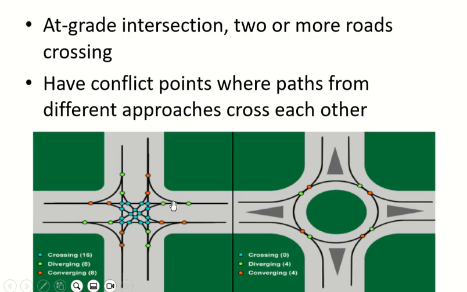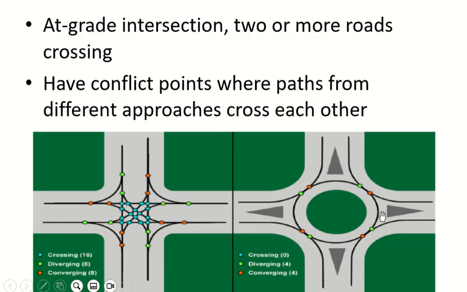Okay, so this is for a typical four-leg intersection. So you can count the number of crossing and diverging and merging here. They are given here, total 32, 16 for crossing, 8 for diverging, 8 for converging.